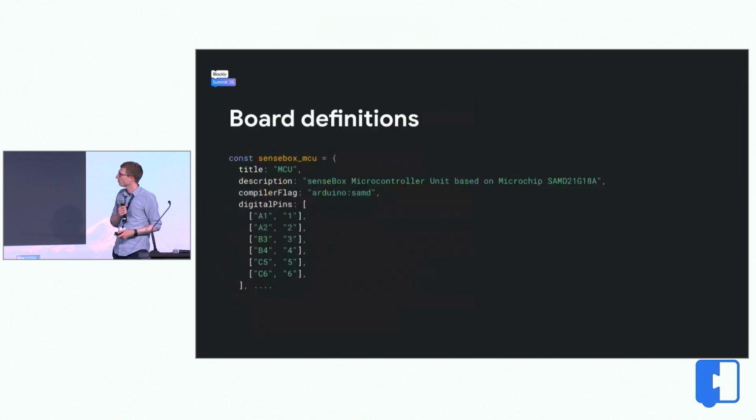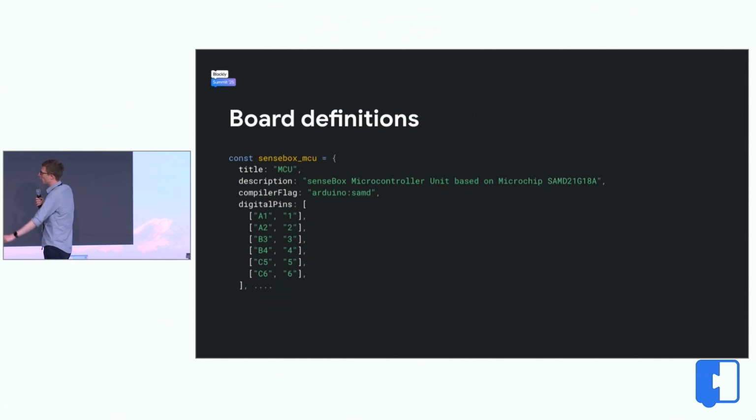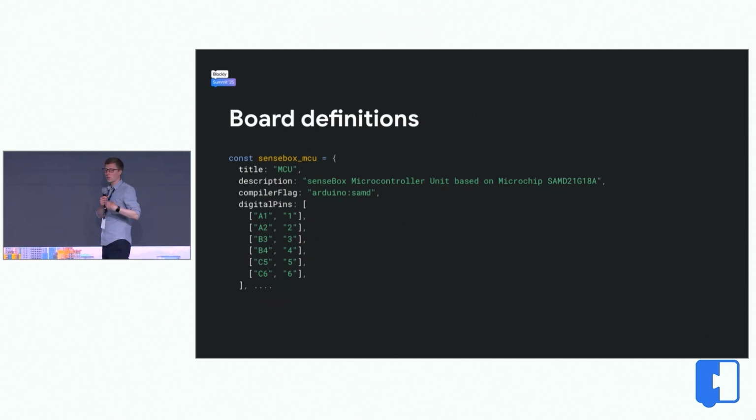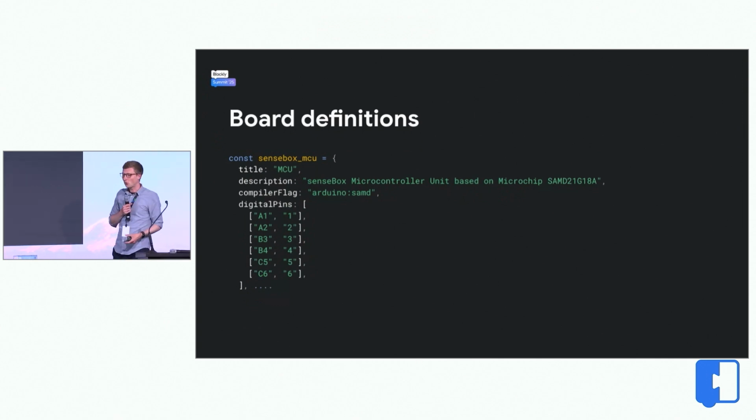The board definitions, so you can extend the amount of boards inside the application by adding just new board definitions to a JSON file. So of course you need to have some kind of title, and there's a compiler flag, which is important because you will need to send the compiler flag also to the compiler, so that the compiler knows for which board you want to compile this code, and you will define all the pins which are able to connect sensors via different protocols.